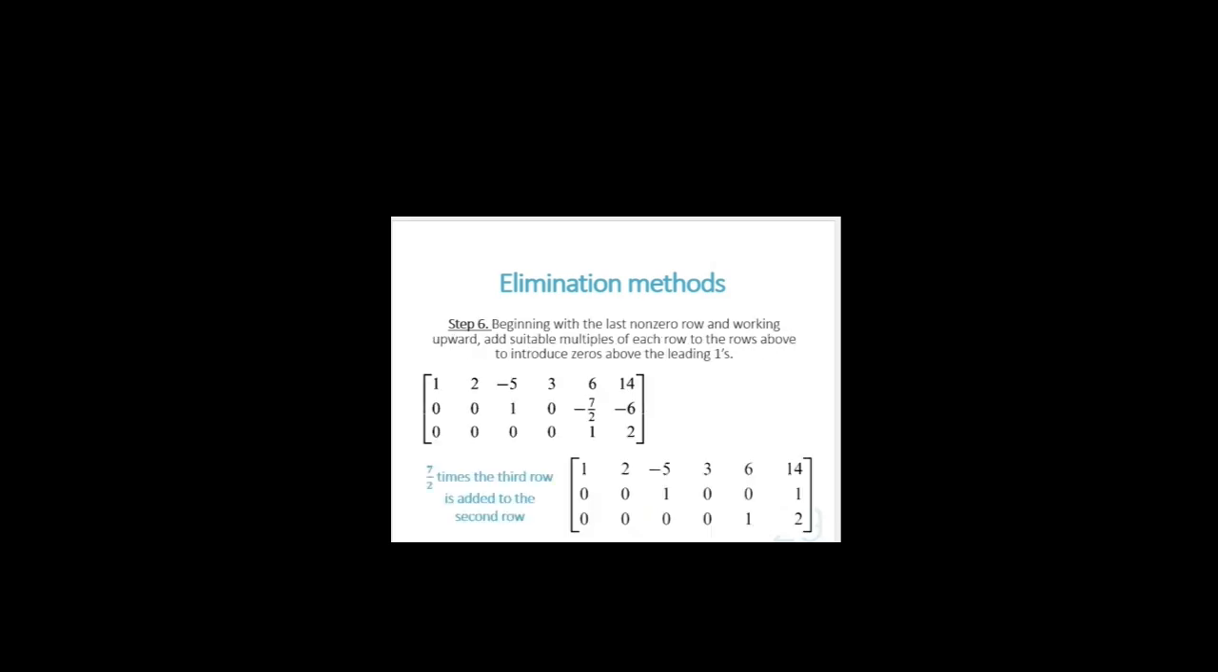So for this first step, we're going to be doing 7/2 times the third row and add it to the second row. So why are we doing that? Yeah, we want to get rid of this weird negative 7/2. So we multiply that bottom row by 7/2 and add it to the second row, so that now this 7/2 has a 0 sitting in front of it. Okay, so we see where we got that?